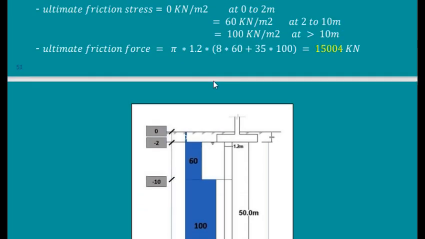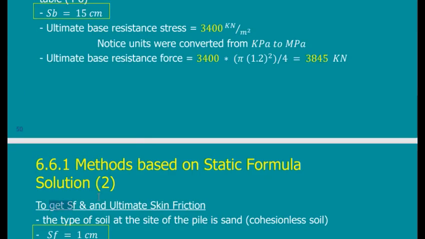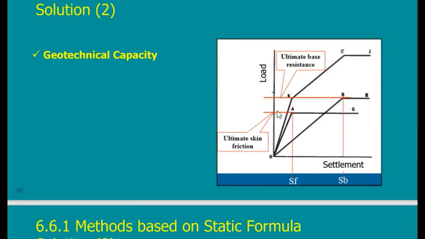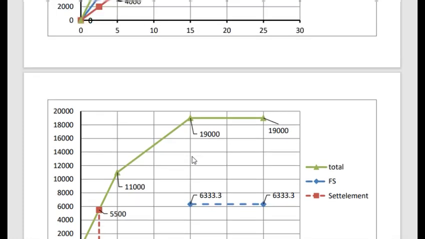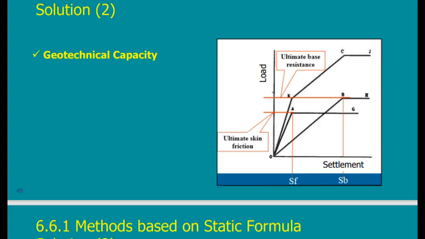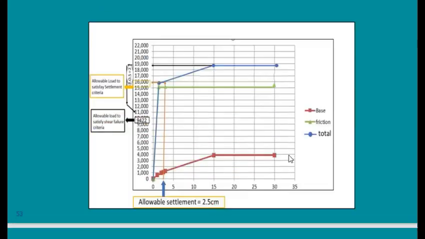So based on this, now I could calculate this first point, which is SF with the ultimate skin friction, and I have this point SB with the ultimate base resistance. So I have this point and this point. So if I have this point and this point, then I can draw these 2 charts. And if I can draw these 2 charts, then I can use the information I got here and add the 2 charts together. So this is what you are going to do here. You are just going to take these values.